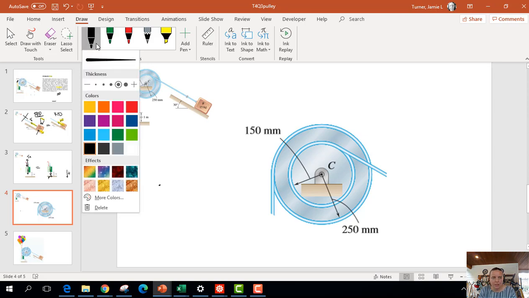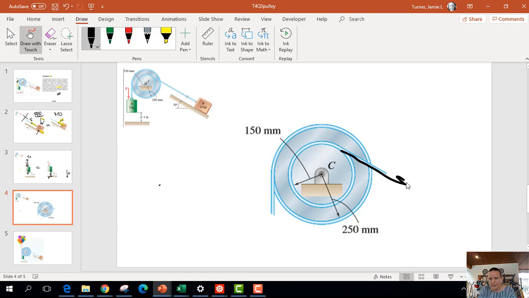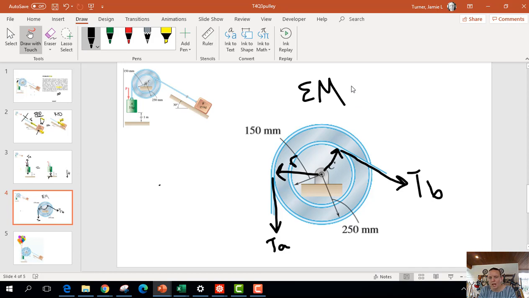So this first tension, this is what's going off to block B. And then this other tension, this is what's going off to block A. And we're going to just look at the R cross F for this thing. So we'll add the moments together. The moments don't add to get to zero. Do you remember what they add together to?